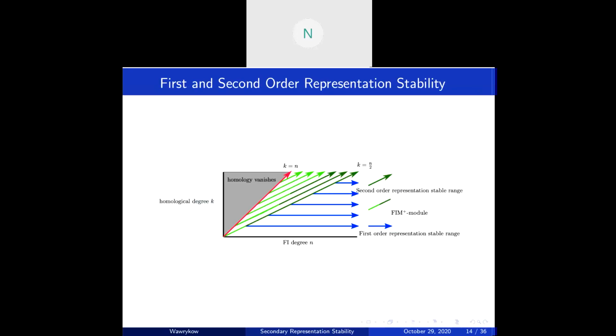Well, we've got this picture, right? So the blue corresponds to the first order representation stable range. The light green and the dark green are these FIM plus modules. We don't quite know what they are yet, but we'll do that soon. And then the dark green arrows say, okay, here's where we have second order representation stability. And this FI degree n here, really just think of that as the number of points in your configuration space.